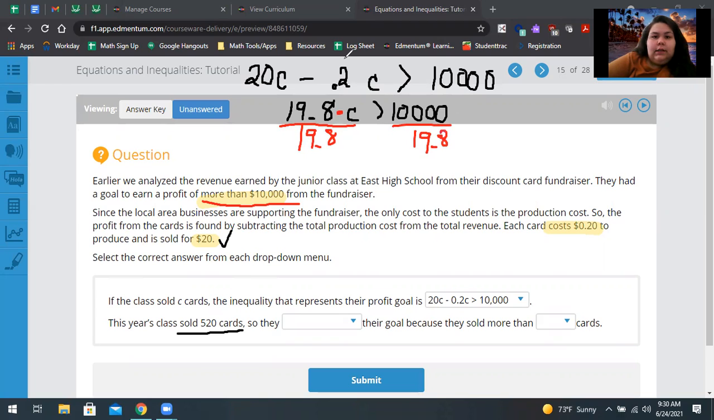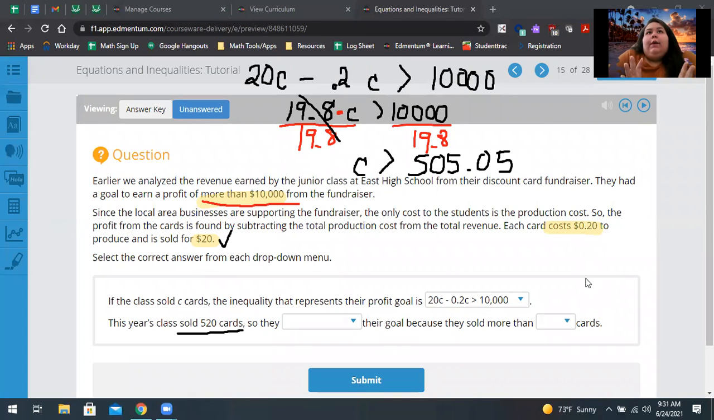And this already cancels out. We have our C value. We keep our same inequality symbol, so it will be greater than. And let's do 10,000 divided by 19.8. C is greater than 505 point, I'm going to round it to 2 decimal places, 505.05.